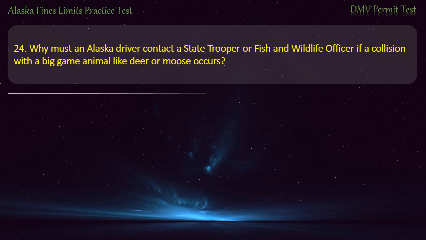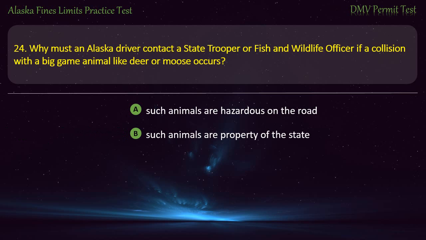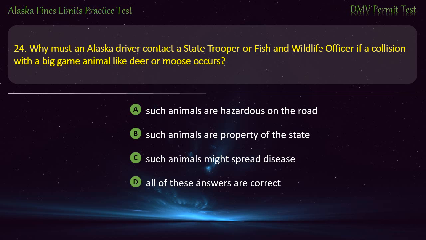Question 24. Why must an Alaska driver contact a state trooper or a fish and wildlife officer if a collision with a big game animal like deer or moose occurs? Such animals are hazardous on the road. Such animals are property of the state. Such animals might spread disease. All of these answers are correct. Answer: All of these answers are correct.